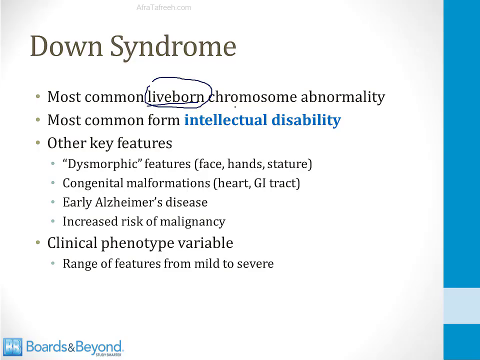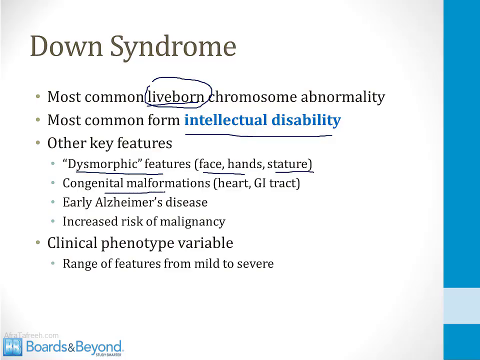Down syndrome is also the most common form of intellectual disability. Intellectual disability was formerly called mental retardation, and Down syndrome is the most common cause of this among children. Other key features of Down syndrome, which we'll go through on the next few slides, include what's known as dysmorphic features. These are basically abnormal features of the face and extremities. This includes the face, hands, and also the stature of the child with Down syndrome.